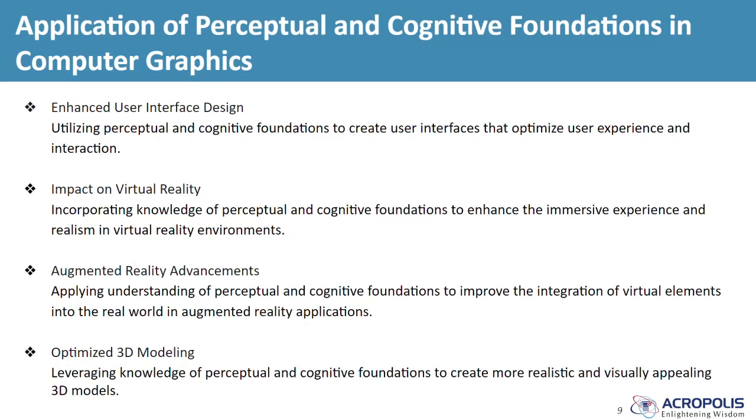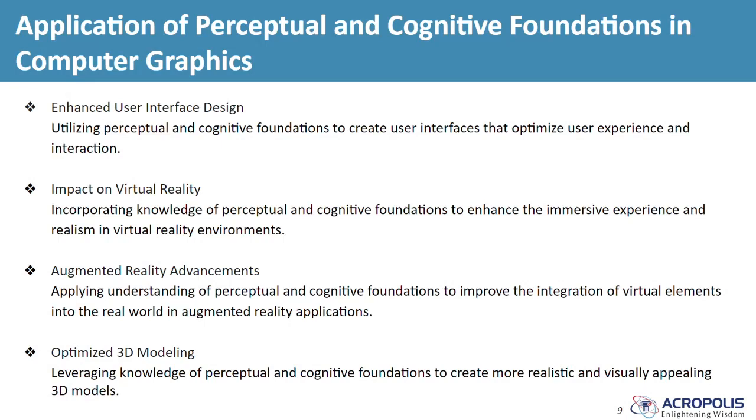Now coming to the application of perceptual and cognitive foundations in computer graphics. Understanding visual and cognitive principles helps designers create much better user interfaces using well-designed text layouts, clear instructions, and intuitive organization. In virtual or augmented reality apps, it ensures text looks realistic and integrates naturally. 3D models with thoughtful text callouts and labels convey information effectively.